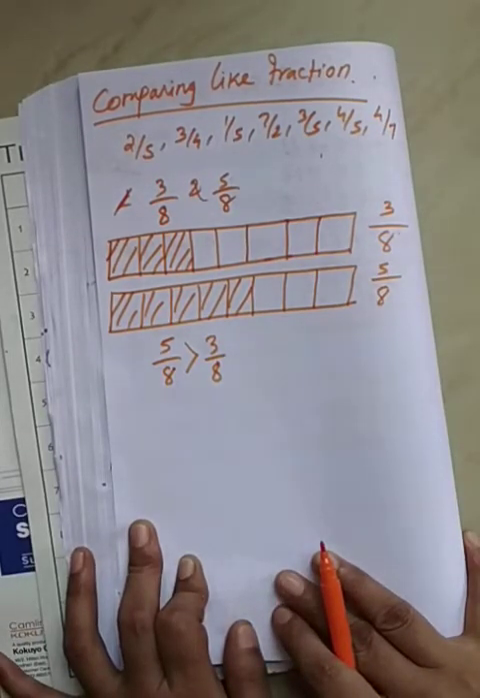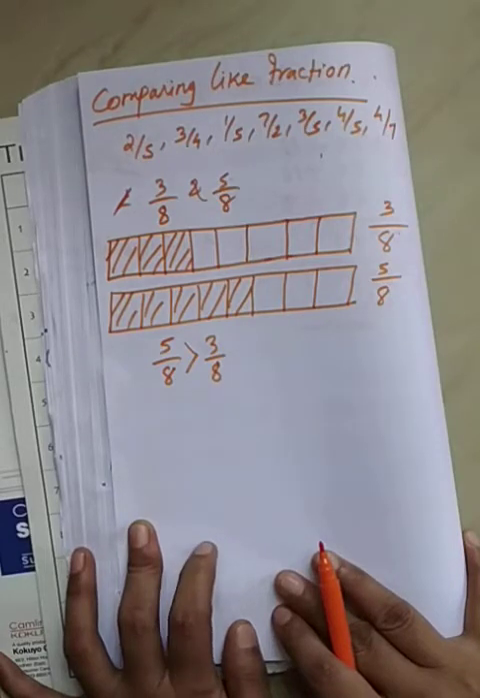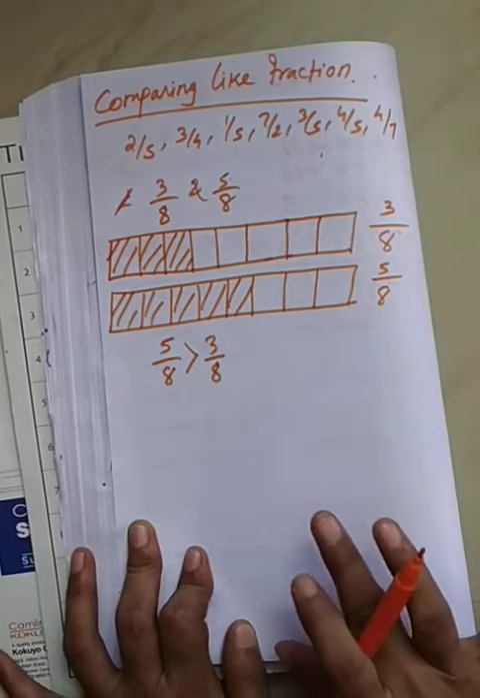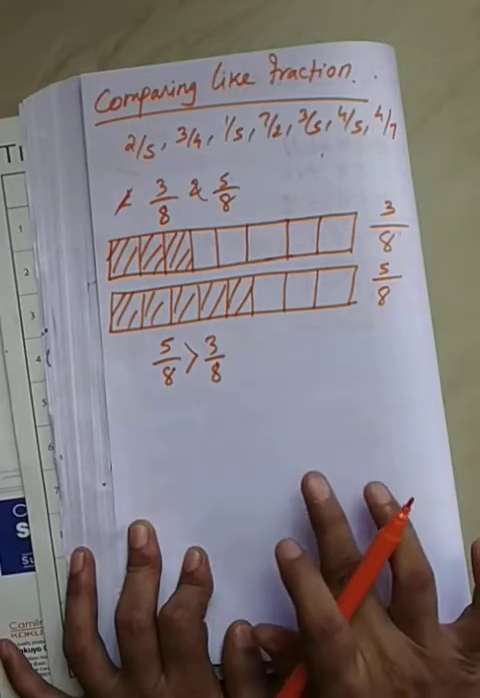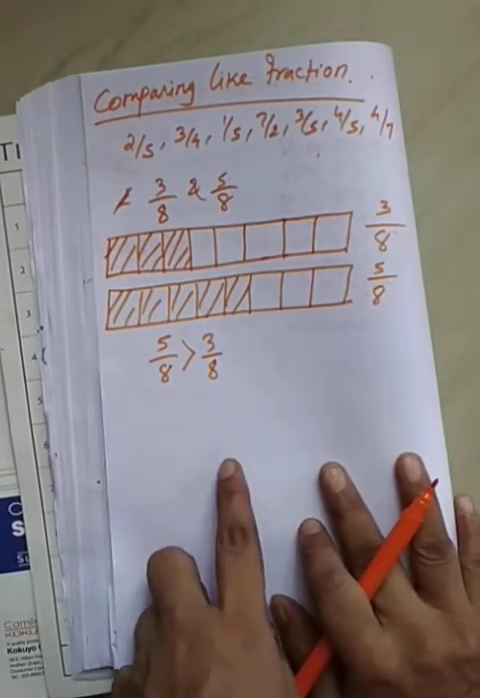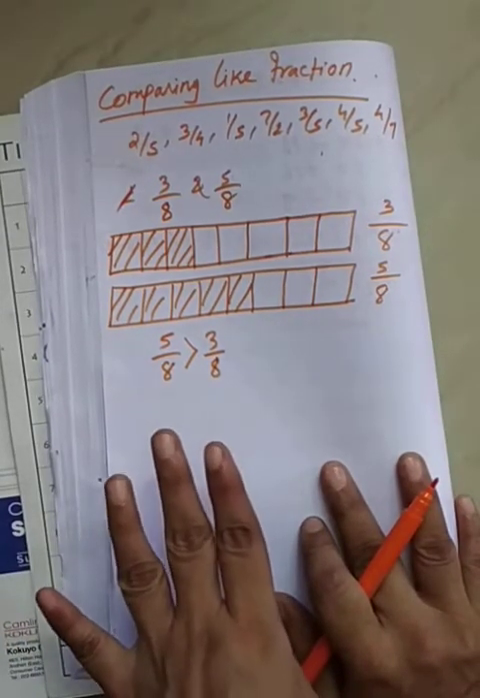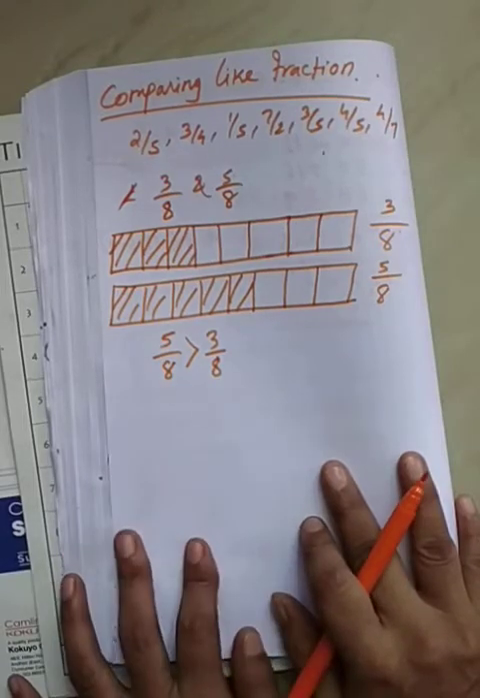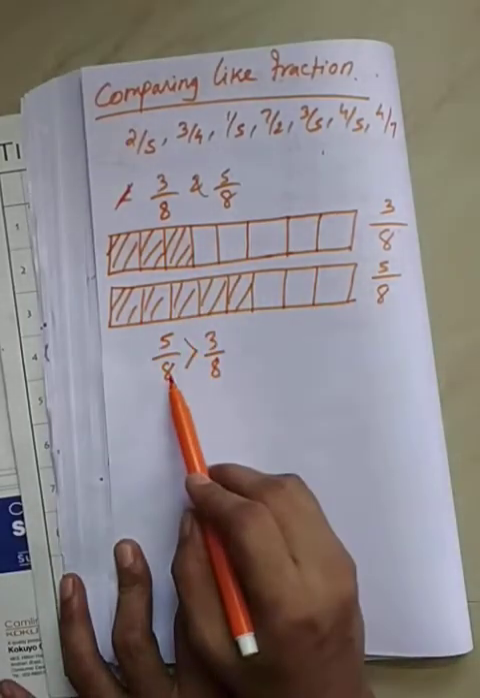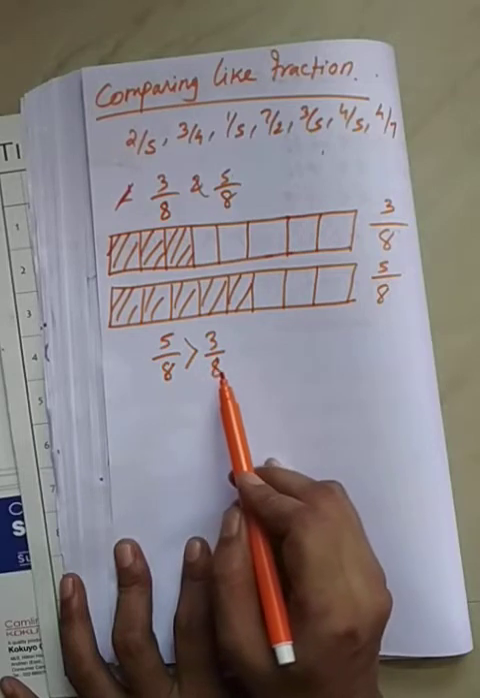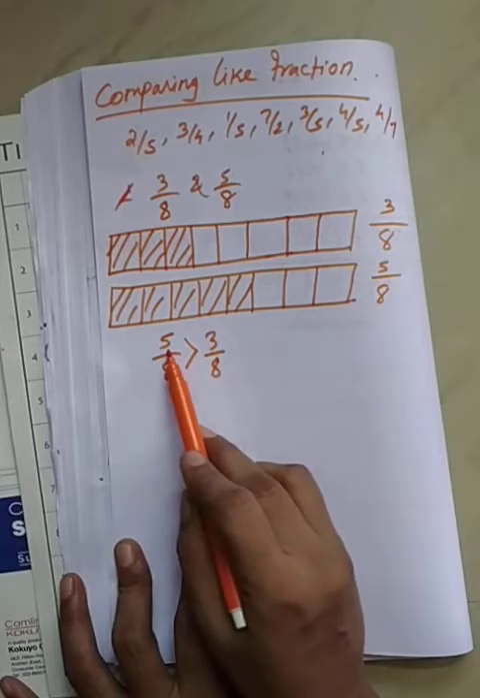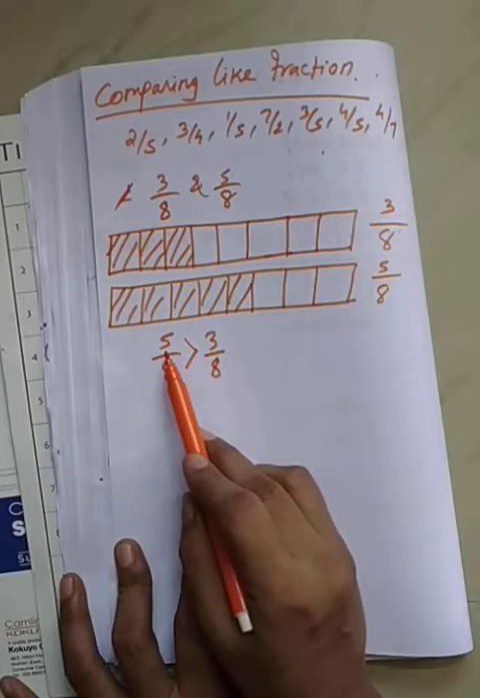Note, the number of parts taken is given by the numerator. It is therefore clear that for two fractions with the same denominator, the fraction with the greater numerator is greater. Clear? See what I told you. Which value is the greater? 5. Okay. See, greater numerator is greater.